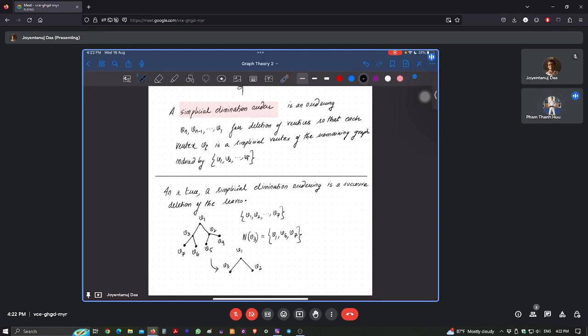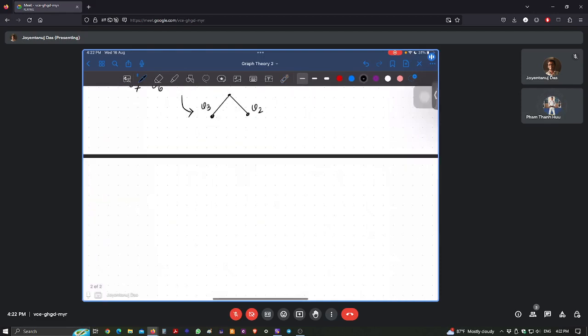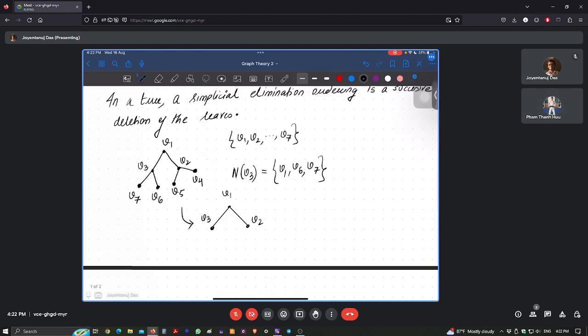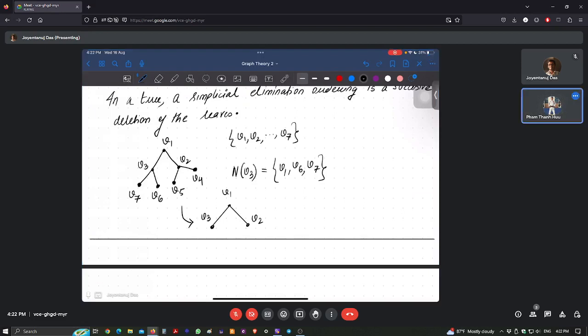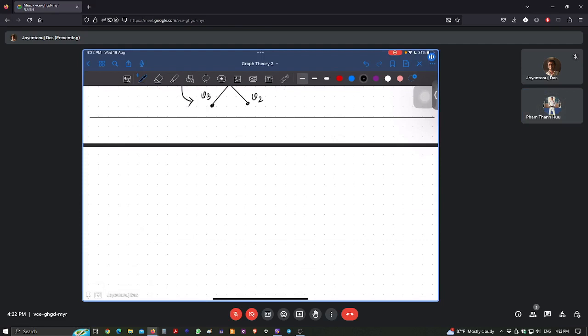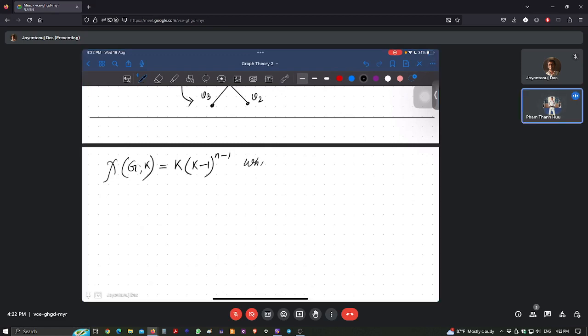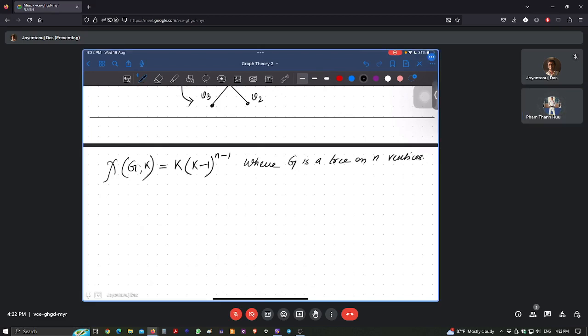Right. So the one point that you can recall here is this. If you recall the chromatic polynomial of g, where g is an n vertex tree, it is k times (k minus 1) to the power n minus 1, right? Where g is a tree on n vertices. So we will see what is happening here.